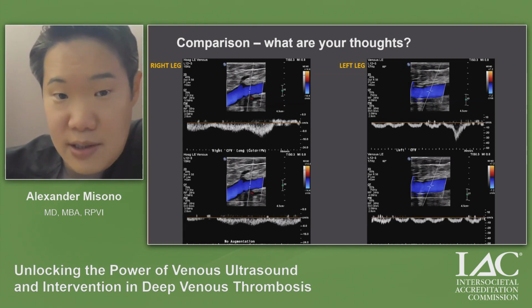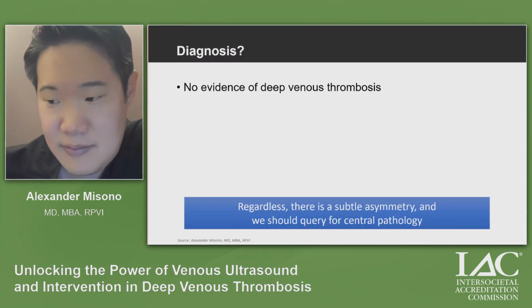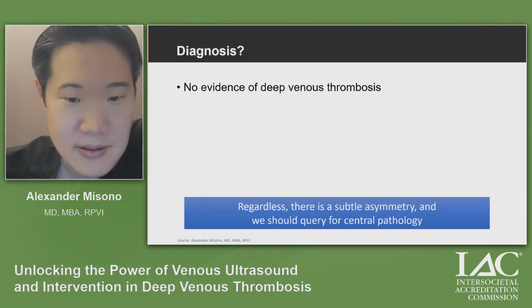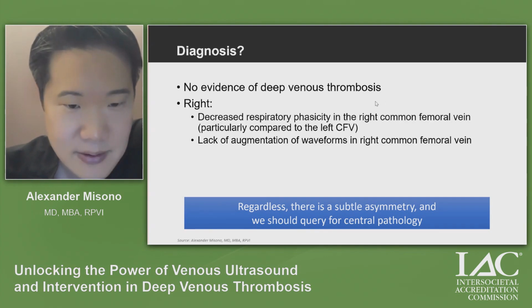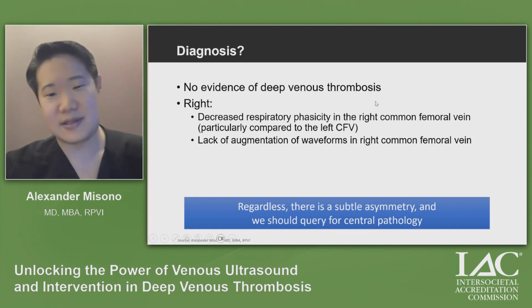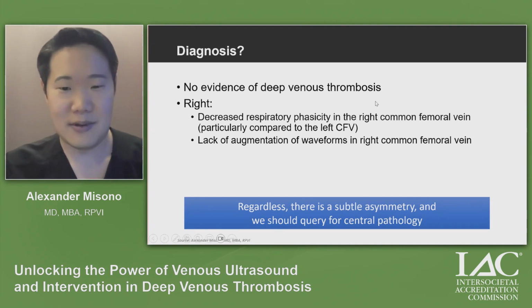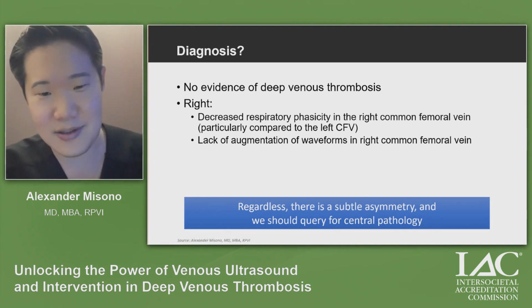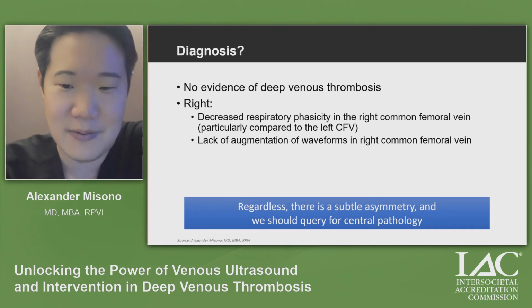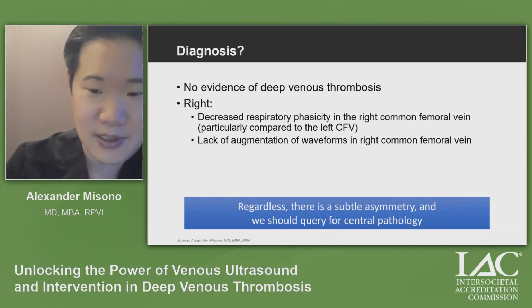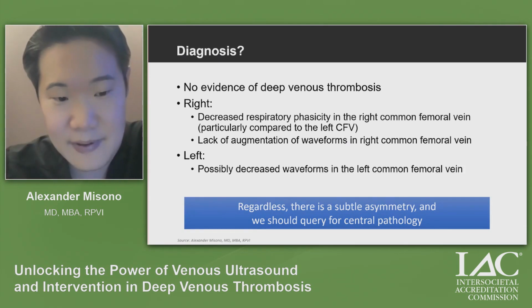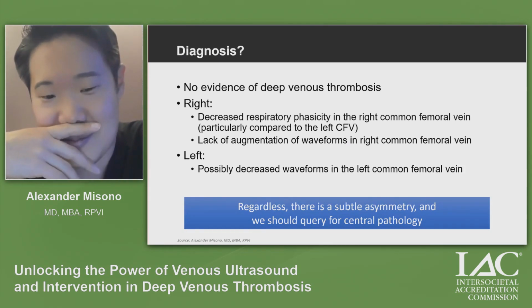So now that you've had a chance to look at it, I'll give you my thoughts on it, which is that there is no DVT that I can see. However, may I convince you that there is something here that's a little bit different. I think there's a little bit of a decreased phasicity in the right common femoral vein, not maybe in isolation, but particularly when compared to the left common femoral vein. There's also lack of augmentation in the right common femoral vein. It's not marked, but we didn't see it. And the left as well, maybe also some decreased waveforms in the left common femoral vein.